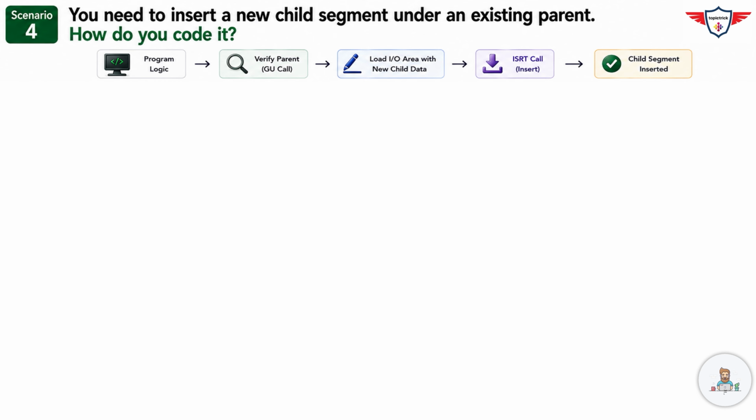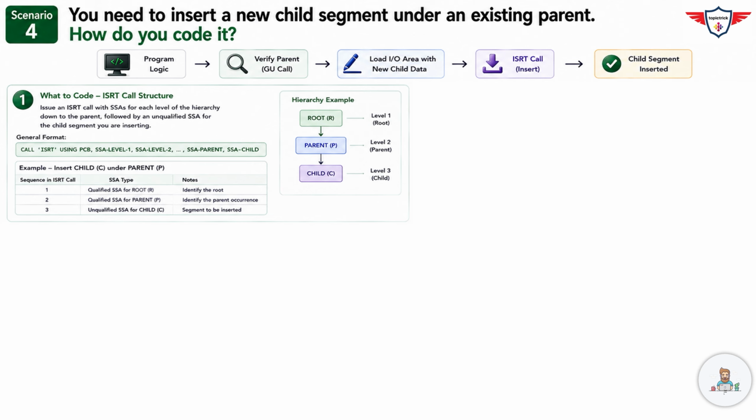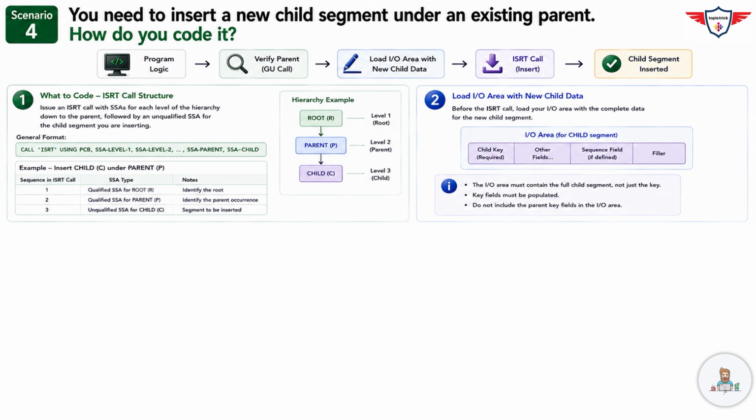Now the next question is: you need to insert a new child segment under an existing parent. How do you code it? When you insert a child segment in IMS, you need to use an insert call. First of all, you need to provide an SSA, that is a segment search argument, that navigates down the hierarchy until IMS finds the parent segment. And after that, you have to include an SSA for the child segment you want to create.